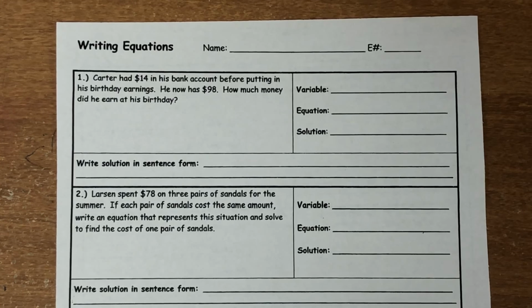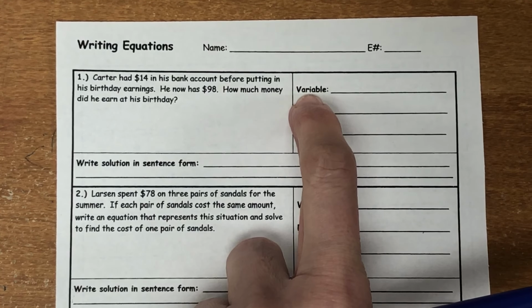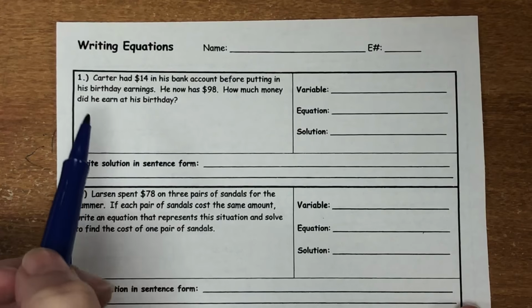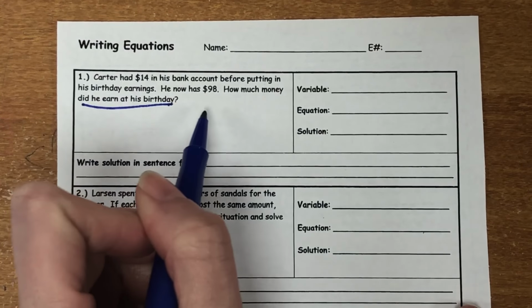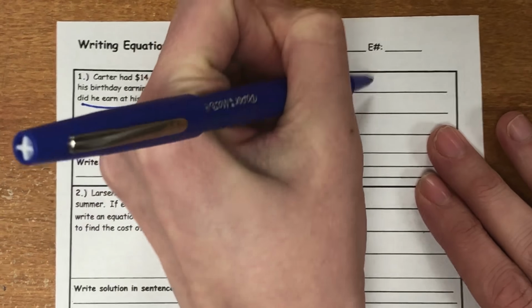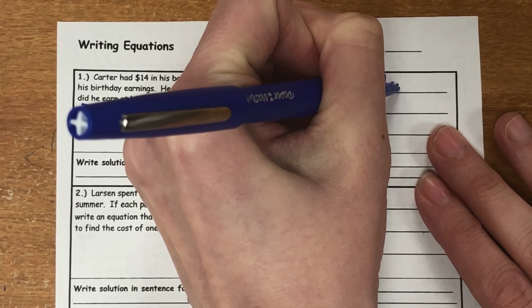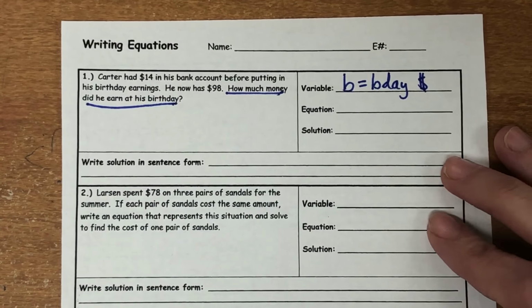So the first thing we want to do is define the variable. So this is the part we do not know. We do not know what he earned for his birthday. Okay, that's what we don't know. So we can say B equals birthday money. Okay? Then we're going to set up the equation.